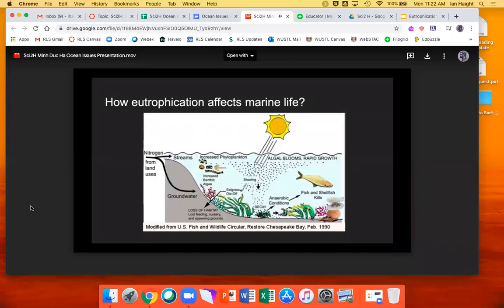As the plants die, decomposers and bacteria decay these dead plants, which takes away a huge level of oxygen in the water. Animals such as fish therefore die because they cannot complete the process of respiration since they don't have enough oxygen. This can further lead to bigger problems such as water contamination and the spreading of diseases.